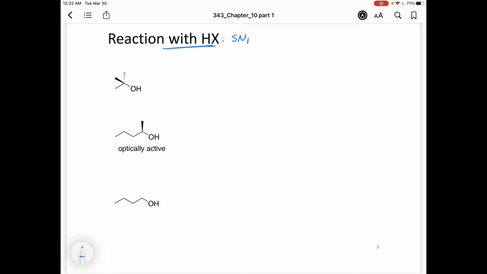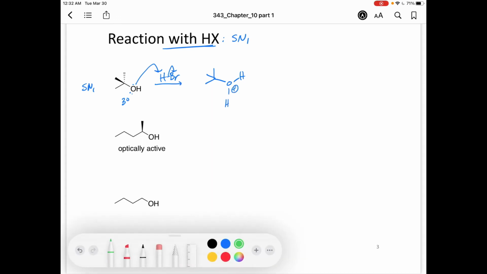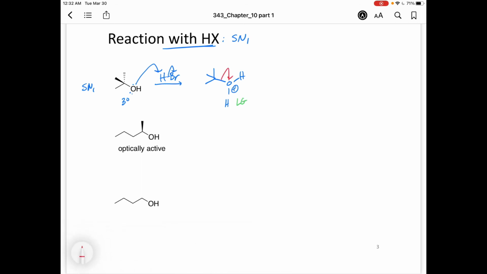Now, in addition to E1 reactions, we've also learned how to do SN1 reactions with alcohols with HX. So let's take this tertiary alcohol and we're going to do an SN1 reaction. Let's react it with HBr. Again, this part here is review, but it never hurts to go over mechanisms again. I think that's the only way you can really get accustomed to writing them out and using them. So here we have made a good leaving group out of that alcohol. We're going to make it leave.